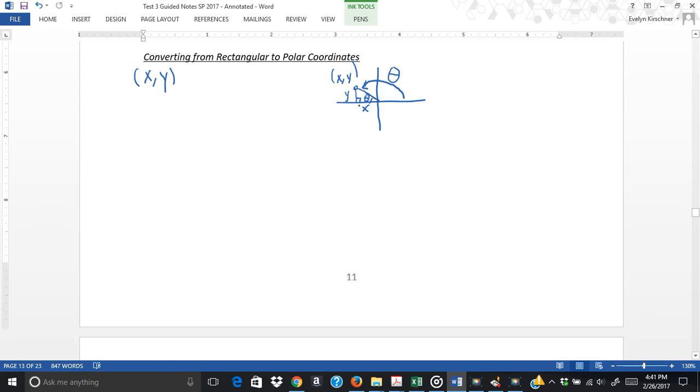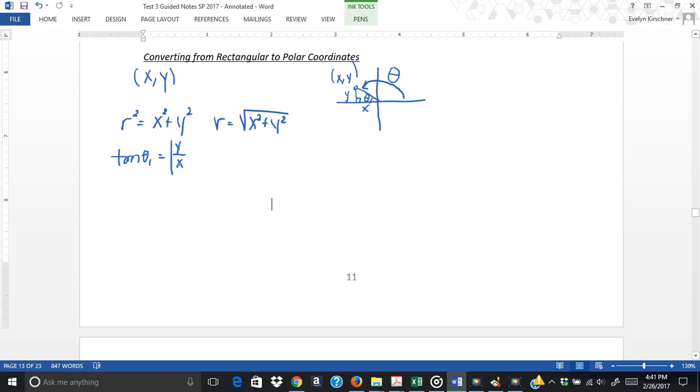So the r is pretty easy. We have a triangle. We just know that r squared is x squared plus y squared. So that means that r is the square root of x squared plus y squared. And now I think about this, I have this theta, and I know these two. I know that the tangent of that theta 1 is y over x.